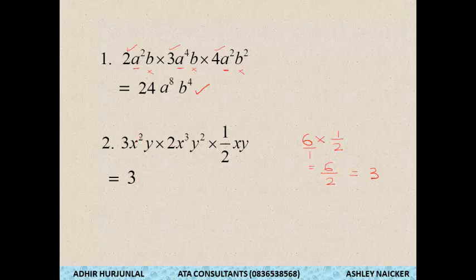Then I notice I have x squared, x cubed, and x. The numbers are 2, 3, 1. Yes, x to the 6. And the y's 1 plus 2 plus 1, y to the exponent 4.